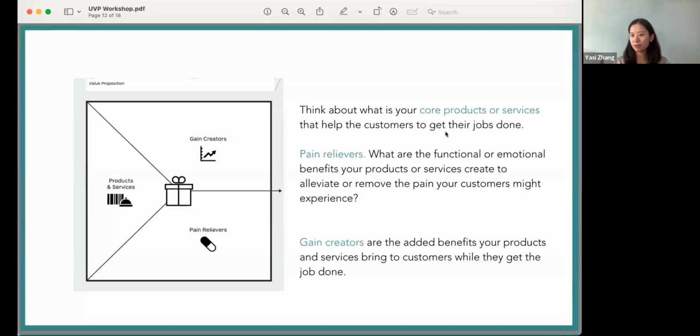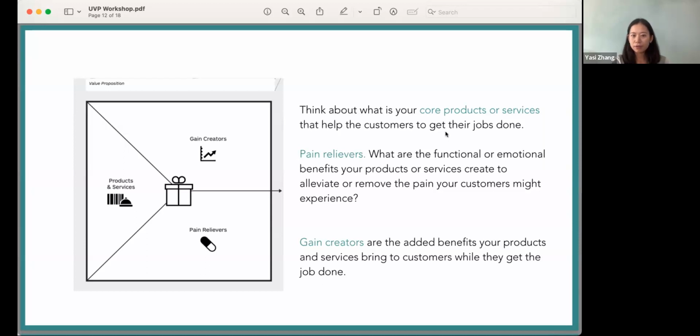I can sell this, I can sell this, I can sell this. But at the end of the day, you have to identify your core products and services so that when people mention your brand name, they immediately associate you with this core thing that you're offering or the problems that you are solving. Okay, so that's why here we still need to think about what your core products or services are that help the customers get their jobs done.